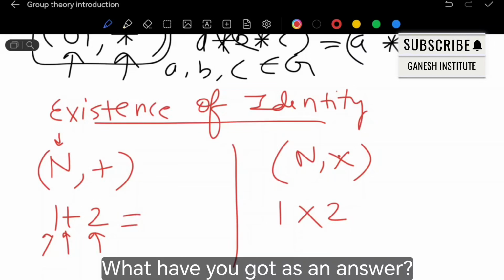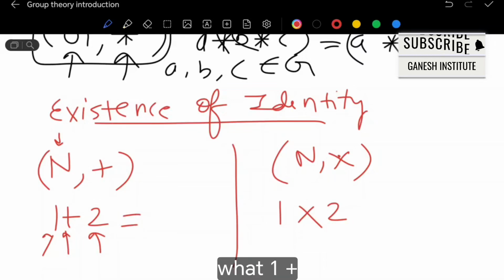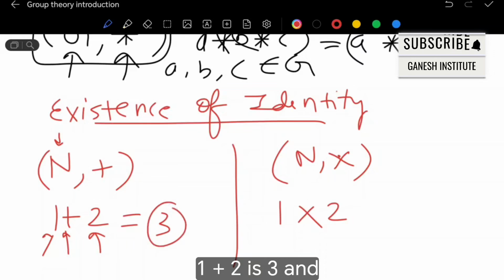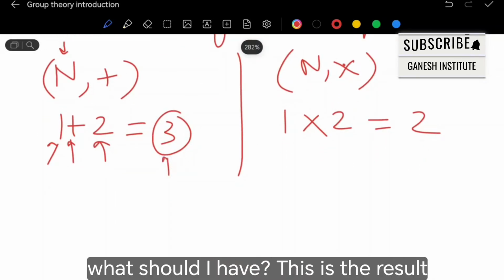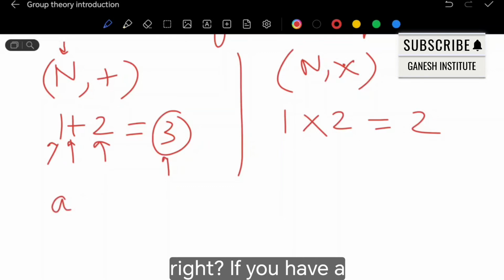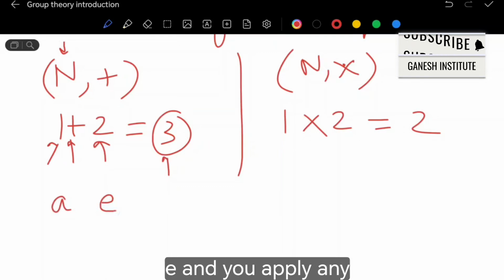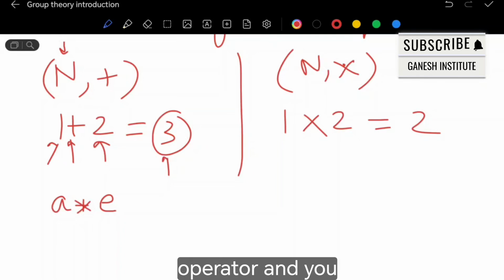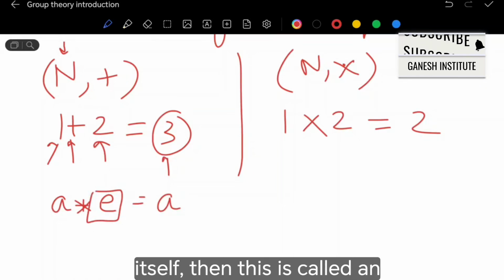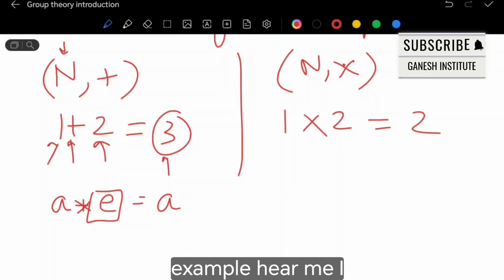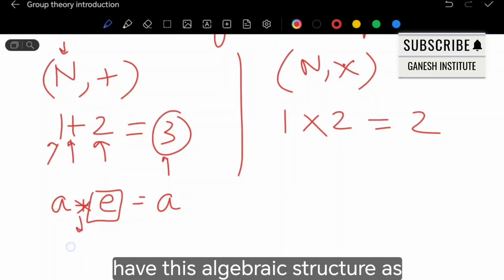What have you got as an answer? 1 plus 2 is what? 1 plus 2 is 3. And 1 multiplied by 2 is 2. Correct? Now tell me, what should I have? This is the result, right? If you have A and you have another element E and you apply any operator and you get the member itself, then this is called an identity. So for example, here I have this algebraic structure as plus.